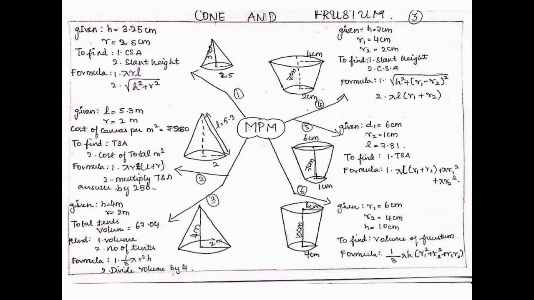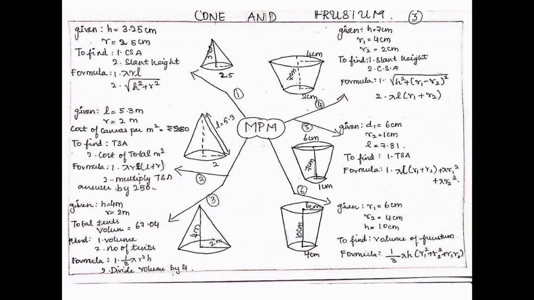So in node 4 we have given that height is equal to 7 centimeter, R1 is equal to 4 centimeter which is the top radius, and R2 is equal to 2 centimeter which is the bottom radius. Now we have to find the slant height and the curved surface area of frustum. So the formula used for calculating slant height of the frustum is root of H square plus (R1 minus R2) whole square, and the formula used for calculating the CSA of the frustum is pi L into (R1 plus R2).